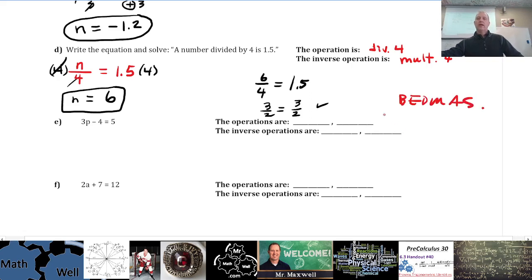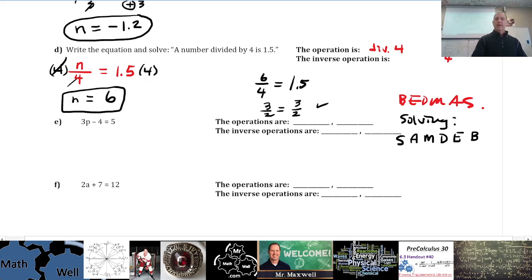But when you're solving, solving is BEDMAS in reverse, because it's inverse operations. So, B, E backwards: D, M, A, S, or SAMDEB.